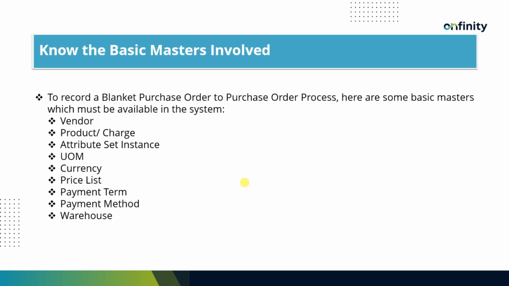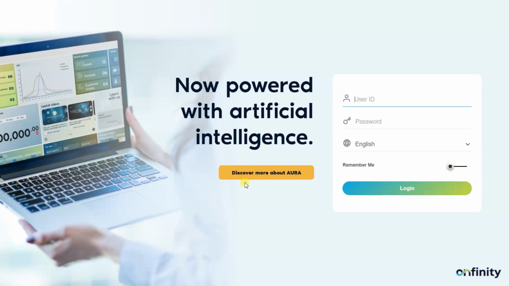Now that we've covered the foundational elements and key concepts involved in the blanket purchase order to purchase order process, let's move into the Onfinity system and explore the step-by-step process in action. To begin, open the Onfinity link in your browser, log in using your user ID and password: enter your valid user ID, enter your password, and then click on Login to access the system.